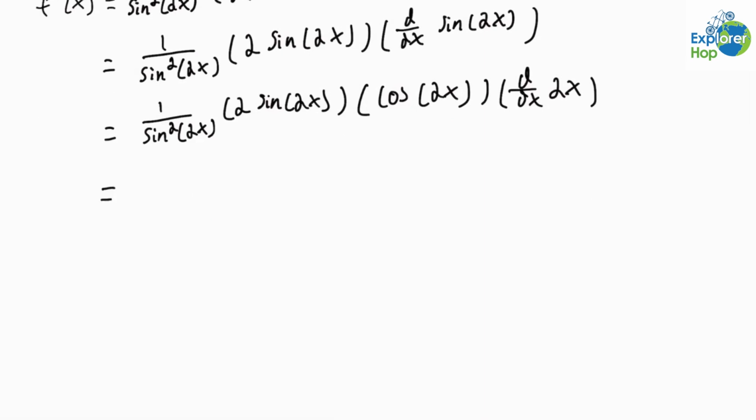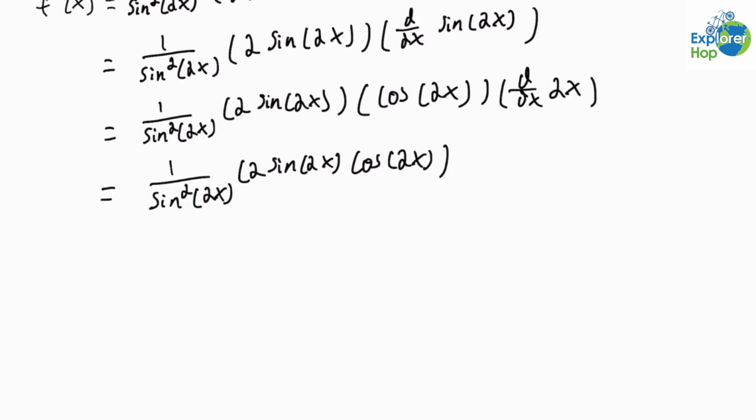So this is equal to 1 over sine squared 2x times 2 sine of 2x times cosine of 2x, then times the derivative of 2x, which is just equal to 2.